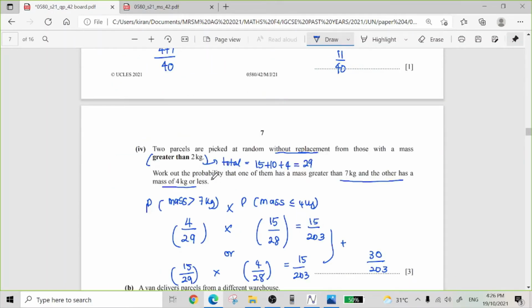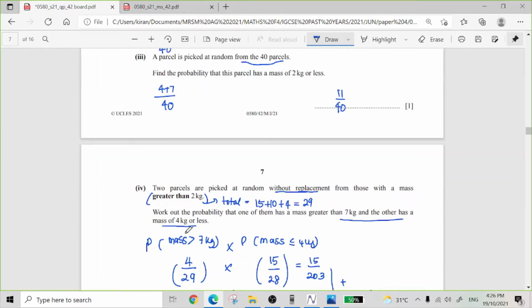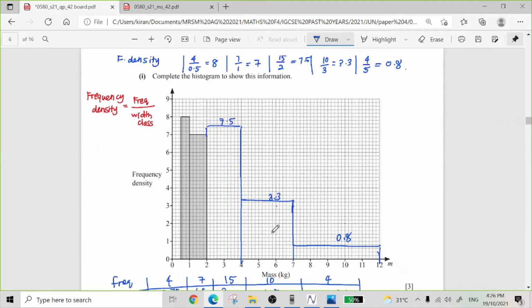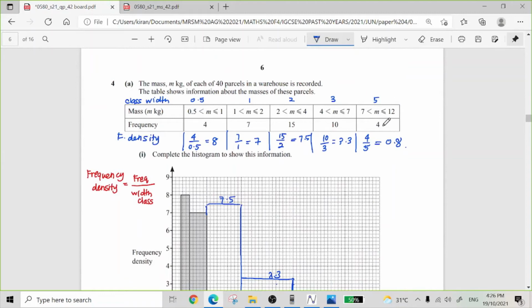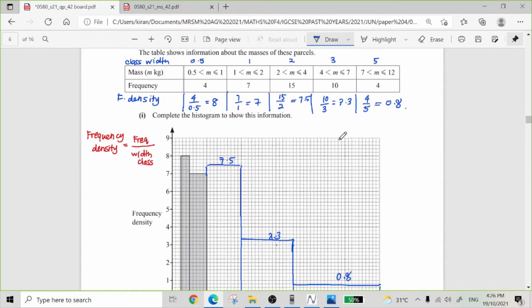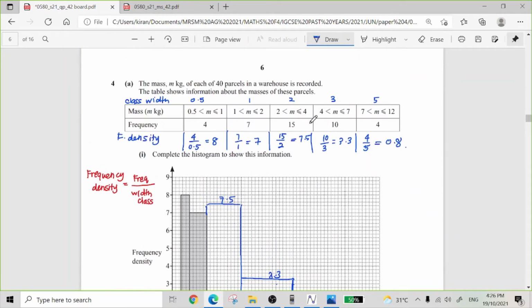Okay, so we count the probability that one of them has a mass greater than 7 kg, and the other has a mass of 4 kg or less. The mass that is greater than 7 kg, this part, is 4, and the mass that is 4 kg or less is 15.